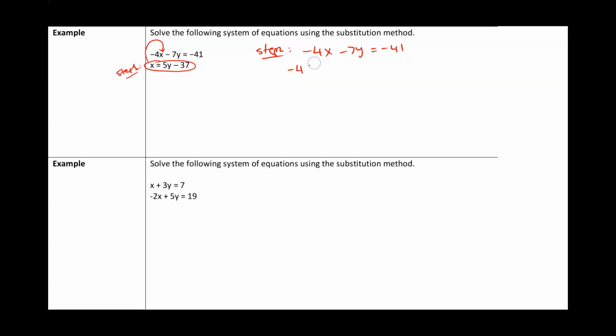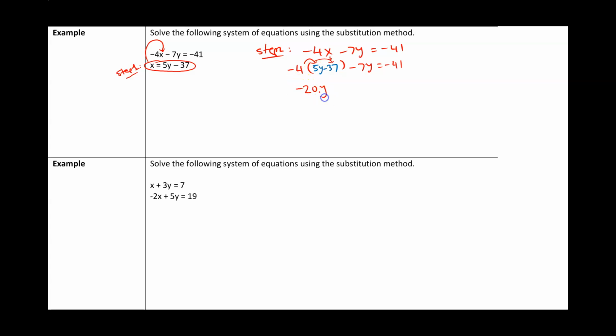I'm not going to write negative 4x. I'm going to replace x with what it equals, which is 5y minus 37. And then I still have a negative 7y, and that equals negative 41. Then I'm going to distribute this. So I'm going to get negative 4 times 5y.